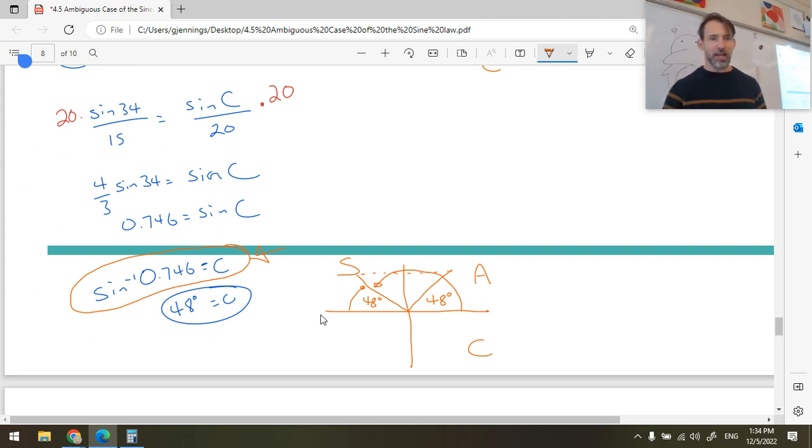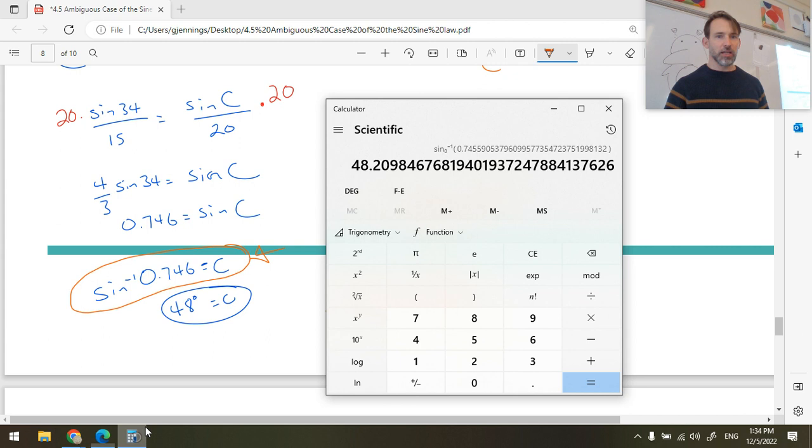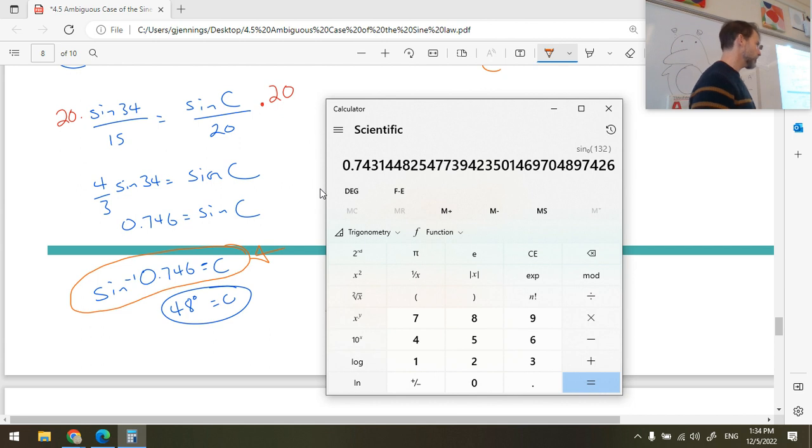Okay, all right. So that angle, let's call it theta. Theta will equal 180 minus 48 degrees, and that will be 132 degrees. Now, watch this. Here is the angle that we had, and if I take the sine of that, that was the sine that we had here, 0.746, right? 0.745, blah, blah, blah. Clear that. If I take 132 and take the sine of it, oh, that looks awfully familiar, 0.743. It's the same, it's just rounded a little bit differently, but it's the same value.